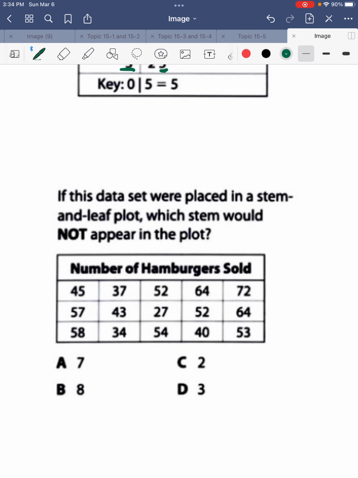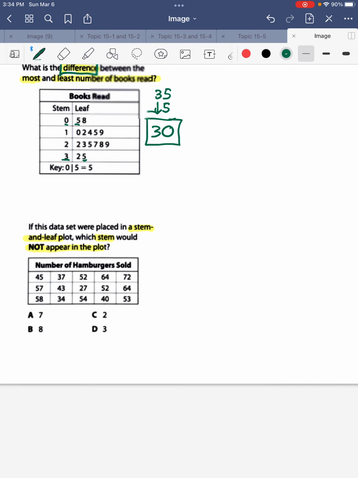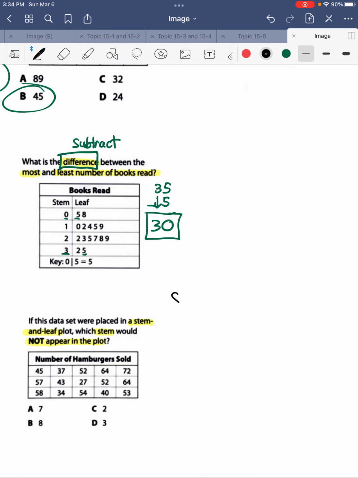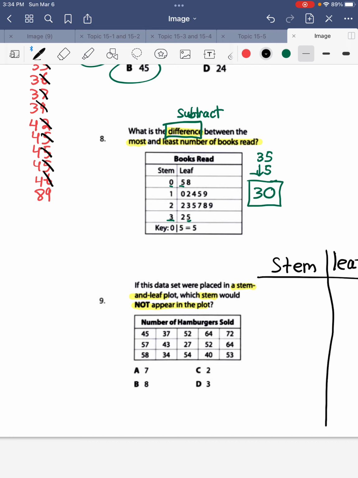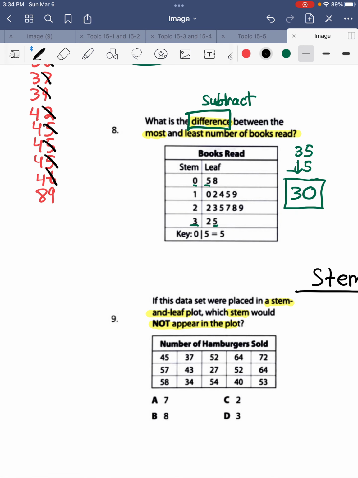Number 9 says, if this data set were placed in a stem and leaf plot, which stem would not appear in the plot? Okay, so let me draw a stem and leaf plot here. I'm going to put my stem, I'm going to put my plot, whoops, I'm going to put my leaf. And before I do that, it's best if I order the numbers from least to greatest, so I'm going to do it over here.